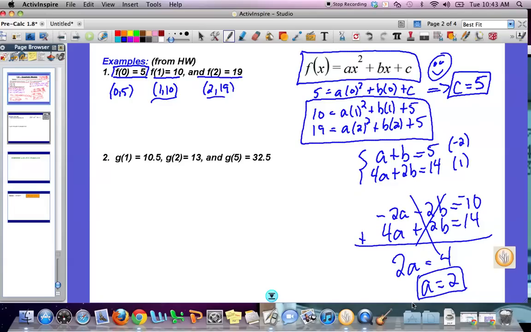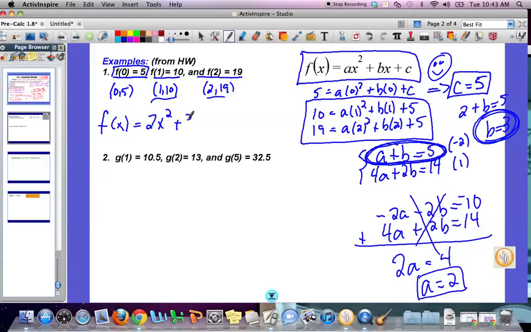And finally, we need to find out the b. I would go right back to this one because it has the easiest numbers to work with. 2 plus b equals 5, so b equals 3. So a is 2, b is 3, c is 5. If you write it in function notation, it would look like this. F of x equals 2x squared plus 3x plus 5.